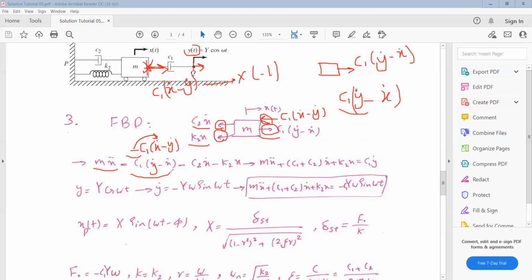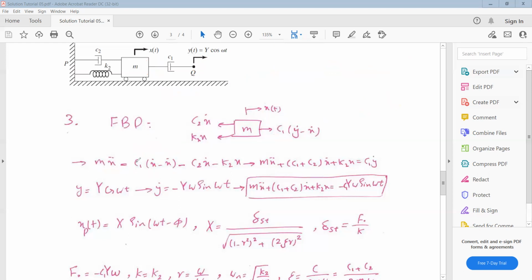So no different. If you change the direction, we will have one negative here in the equation of motion for Newton's second law. Is it clear now? Yes, sir. So we write Newton's second law and extract the equation of motion, which is m x double dot plus (c1 plus c2) x dot plus k2 x, and it's equal to c1 y dot.